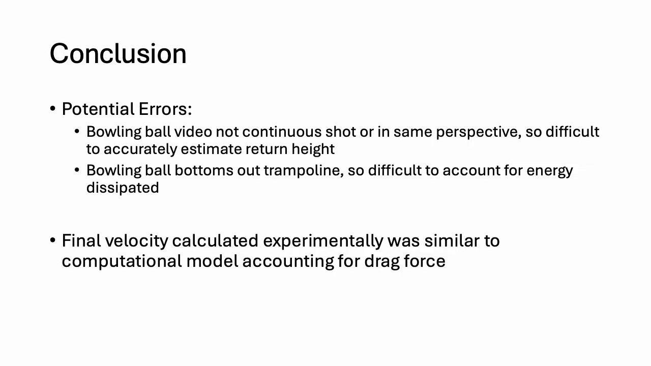In conclusion, potential errors are that most of the shots were not continuous and they didn't have a clean falling shot, so it would have been difficult to estimate the total height. The bowling ball also bottomed out on the hit, so using the return height, it was a little more difficult to account for the total final return height. We found the final velocity is similar to what was calculated experimentally.